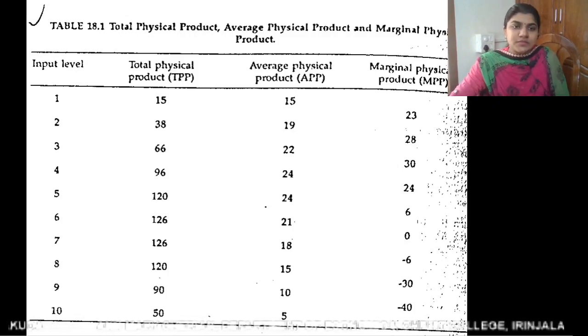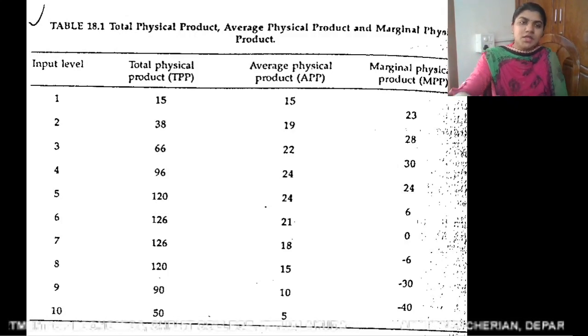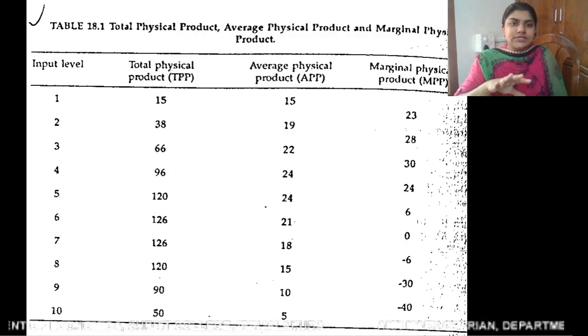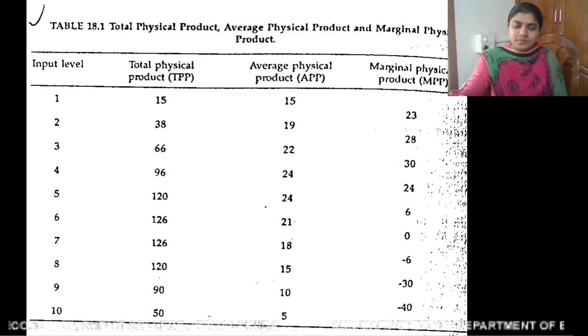Then, coming to the third input level, MPP will be 66 minus 38 by 3 minus 2. Fourth input level, MPP will be 96 minus 66 by 4 minus 3, that is 30. So likewise, we can calculate marginal physical product. Now, these are the total physical product, average physical product and marginal physical product of a farmer.